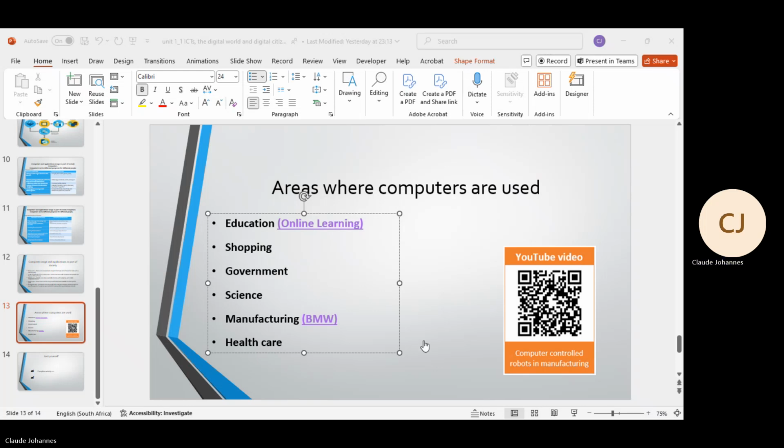So that is the one. And then the other one would be... Let's close that. So, areas where computers can be used. Here's another one.